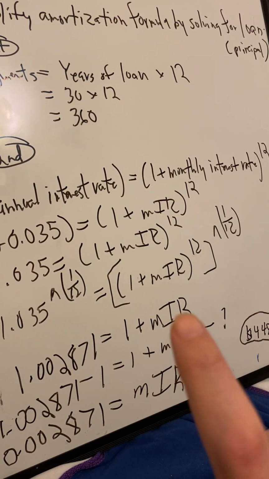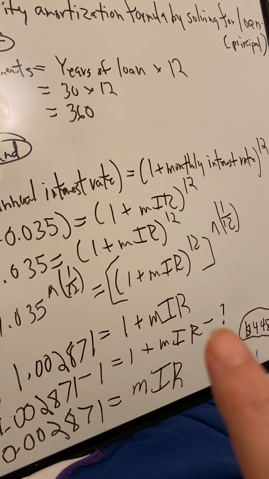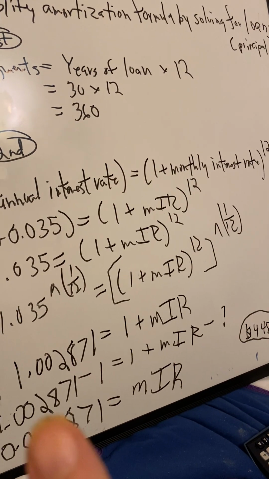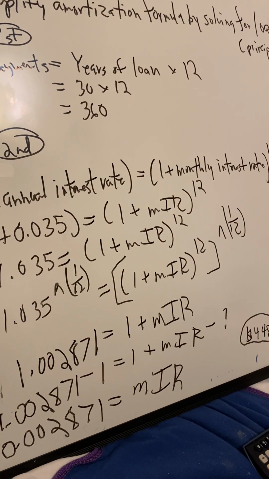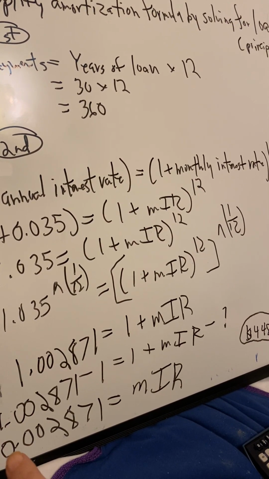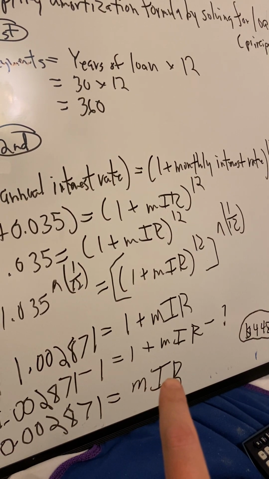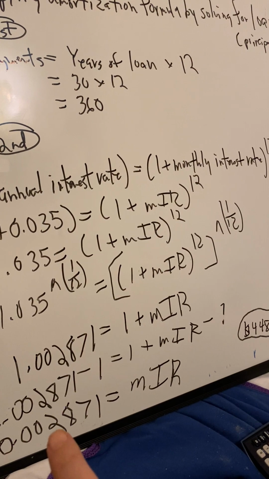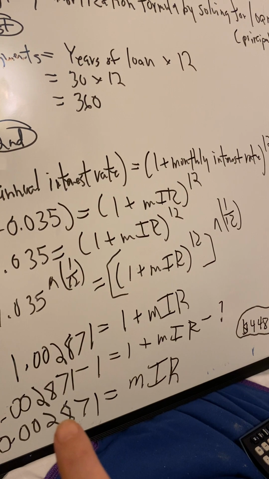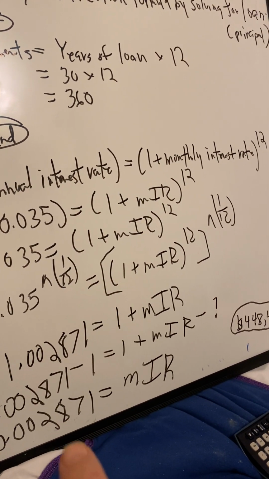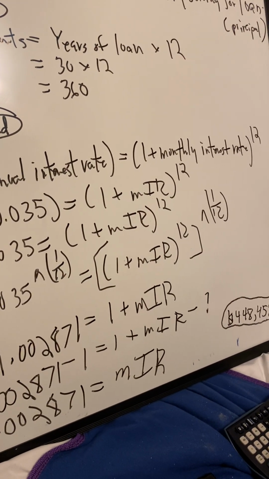And we have a 1 plus the monthly interest rate here on the right side. So we've got to subtract 1 from the right side. We've got to subtract 1 from the left side. So then at the bottom, what we're left with is 0.002871 is equal to the monthly interest rate. And that's the decimal form, so the monthly interest rate would be 0.2871%.